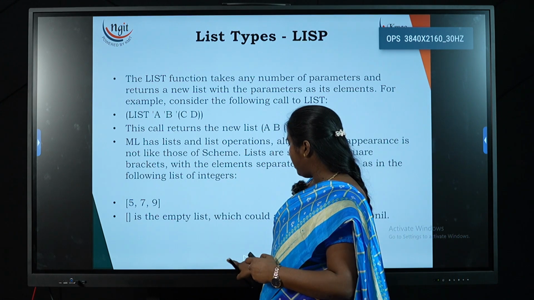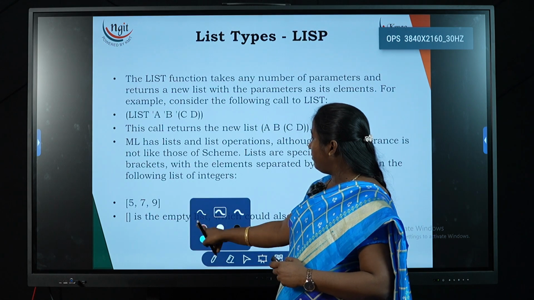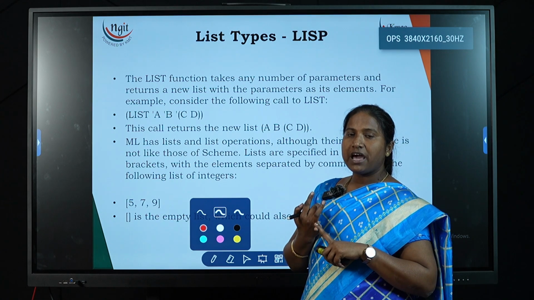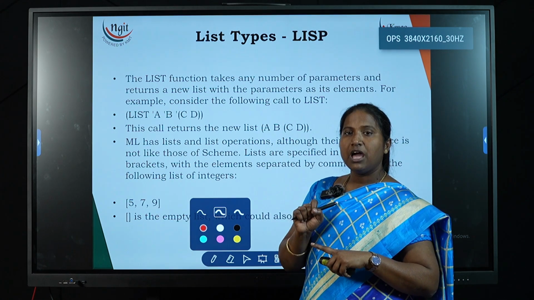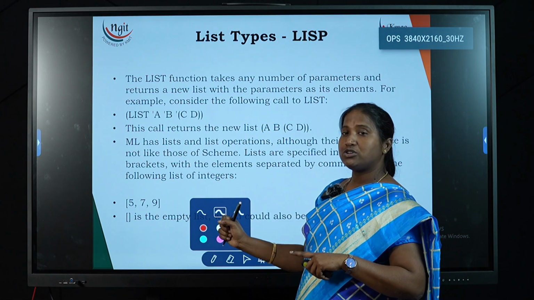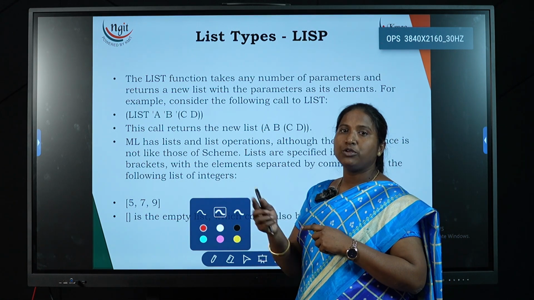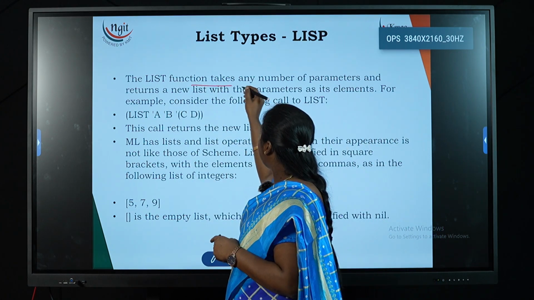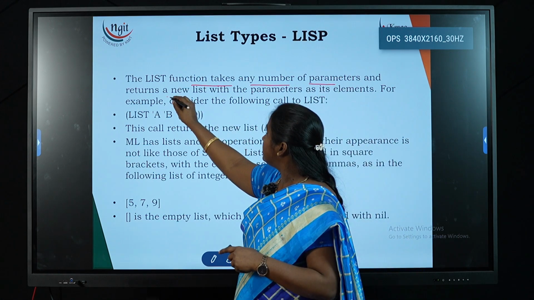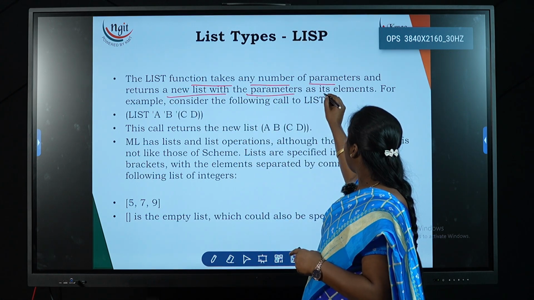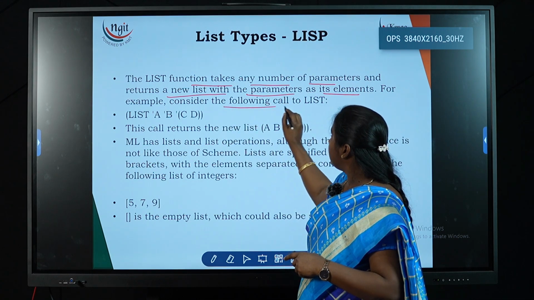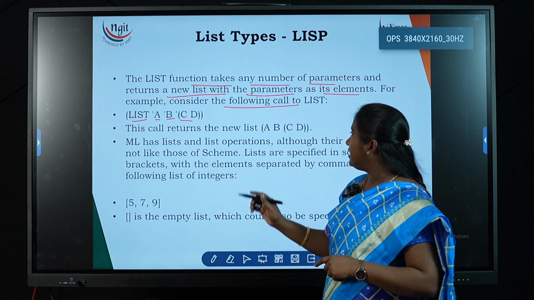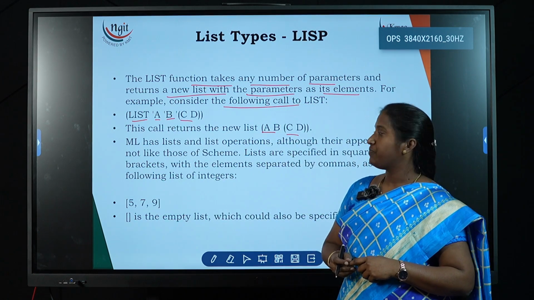So we'll use list here. In the previous one, we were taking Lisp only, but we were taking two different functions, correct? The CAR function and the CDR function to return only a particular value. Now I'm going to talk about how list is used in the Lisp programming language. The list function takes any number of parameters and returns a new list with the parameters as its elements. For example, consider the following call to list: list A, B, C, D. This call returns the new list A, B, C, D.